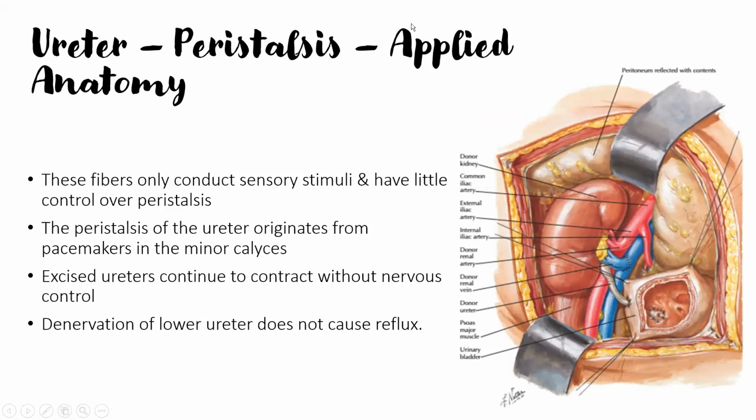Next, coming to the peristalsis of the ureter. The interesting point here is that the nerve fibers of the ureter only conduct sensory stimuli and have little control over peristalsis of the ureter. This is seen when we remove a kidney from a donor to transplant it to a recipient. Only the vein and the artery are anastomosed to the recipient, and no neuronal connection is reattached. But in spite of that, ureter peristalsis is present throughout. A denervated lower ureter, even in a normal person, does not cause reflex. The reason for this is that peristalsis of the ureter originates from the pacemaker cells of the minor calyces.